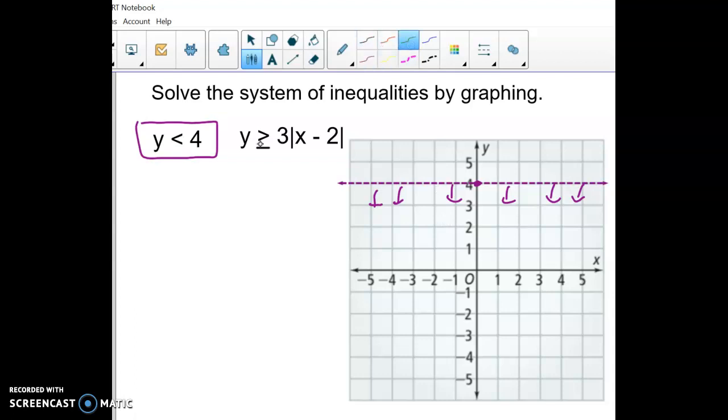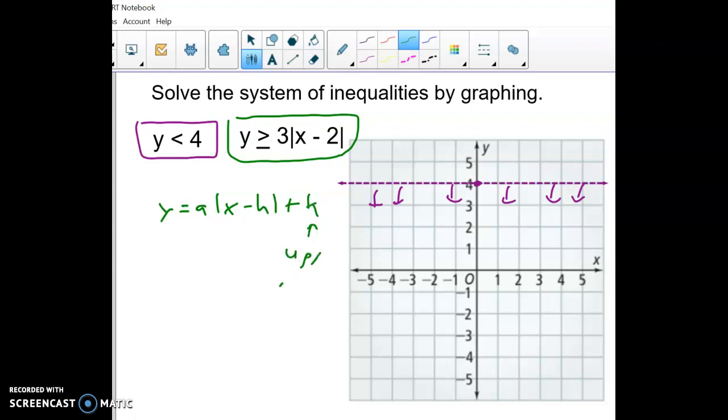All right, let's do magic green color here. What's different here is this one is absolute value, so we're just going to shift the parent. A quick review of all that: this k number here goes up or down. The h goes left or right, opposite of what we think.